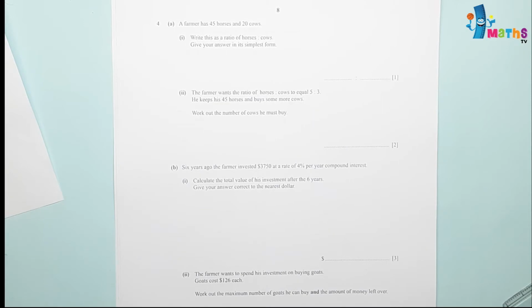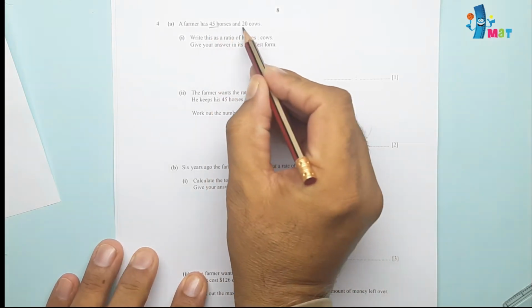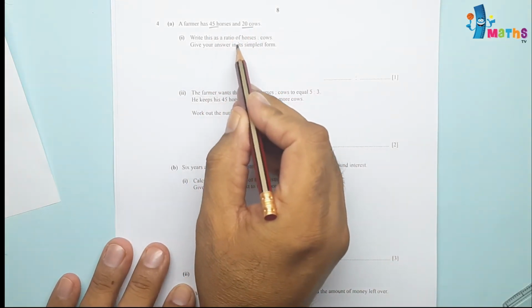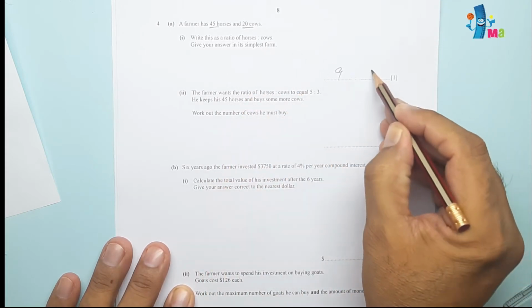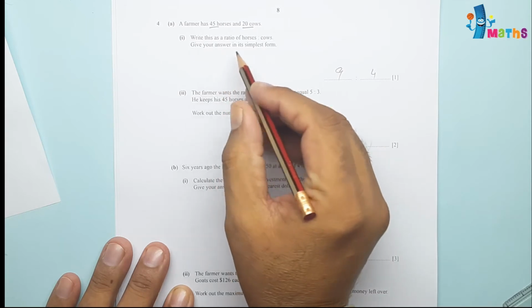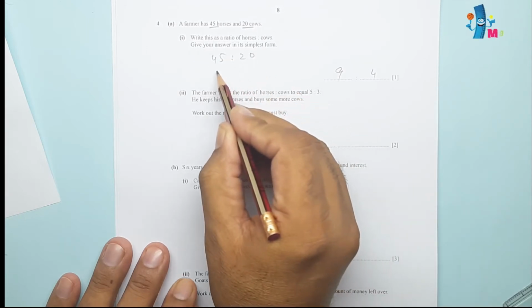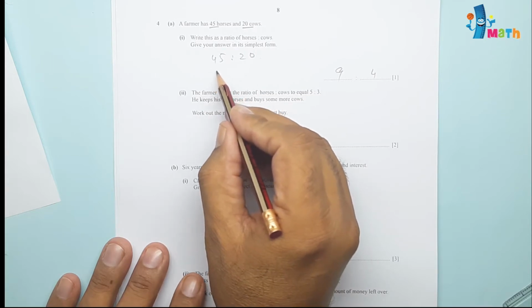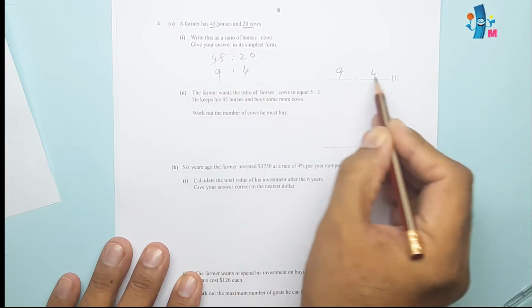Now the next question number 4 is, a farmer has 45 horses and 20 cows. Write this as a ratio of horses and cows. So 9:4. This is simple. How we can write 9:4? For example, we'll be having 45:20 and we can simplify. We can divide it by 5. So this will be resulting to 9 and this will be resulting to 4. So this will be answer.